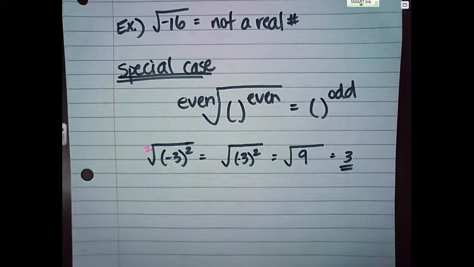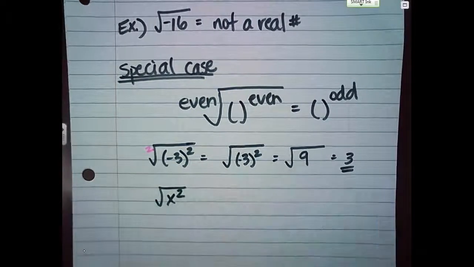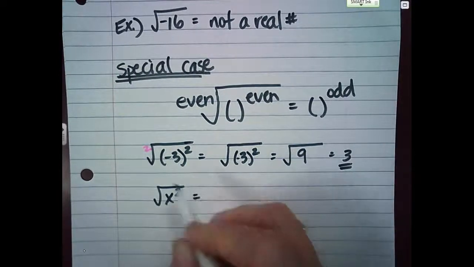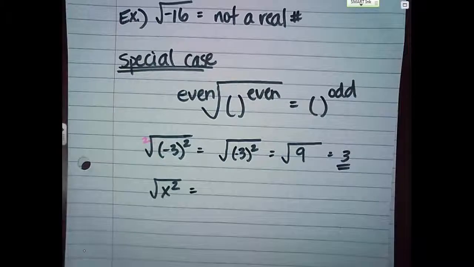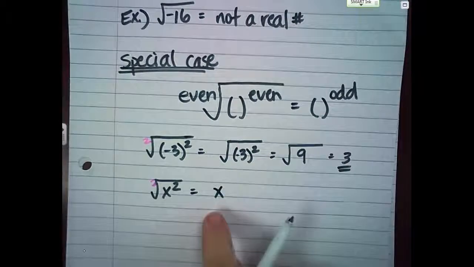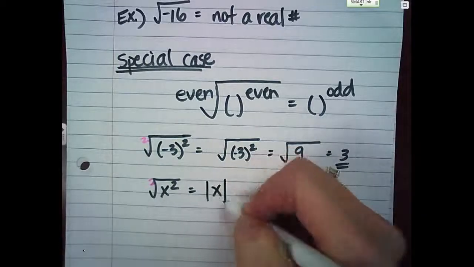Let's see. The square root of x squared. Okay, that one's a little easier, but you have to keep in mind that if there's a 2 here, so even, it's going to give me x, isn't it? But what does x have to be? The answer's not technically x. It's what? It's the absolute value of x. It's the positive x.